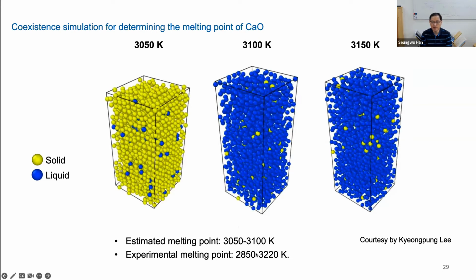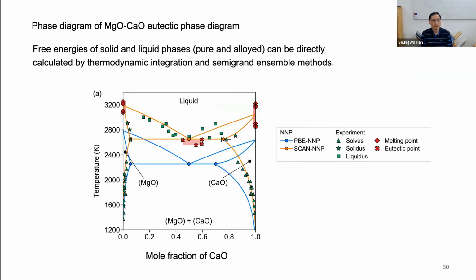And actually, experimentally there are two experiments, and they are within this range, and therefore this is within the experimental error. Okay. So this is what we can do with the classical potential. But more directly, we can also obtain the free energy directly from the simulation using some sophisticated methods called thermodynamic integration and the semi-grand ensemble method.